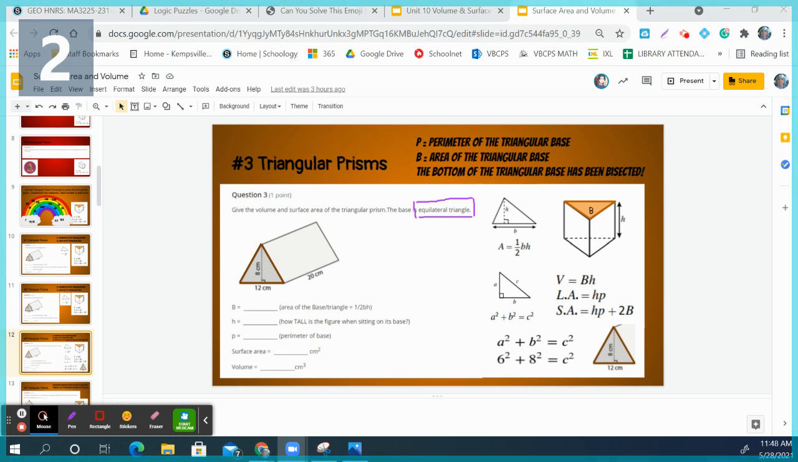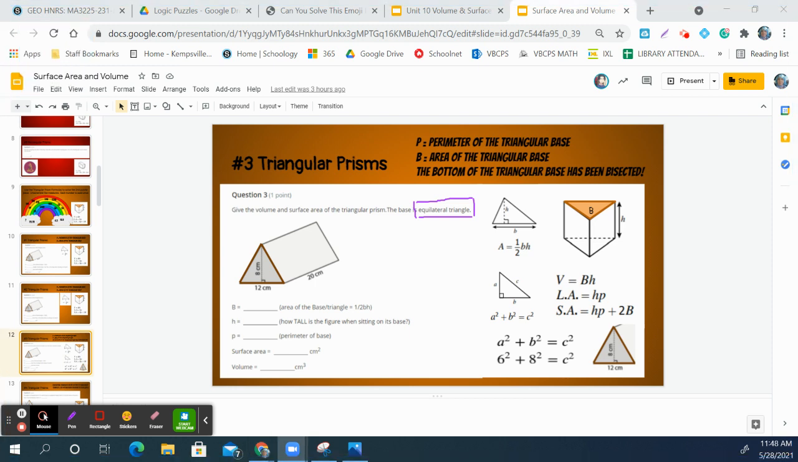So folks at home, I'm going to share my screen. If you know you have an equilateral triangle on question number 3, and you know that base is 12, what's the perimeter? That's going to be 3 times 12. If you're trying to find the area of the base, you're going to do this again.